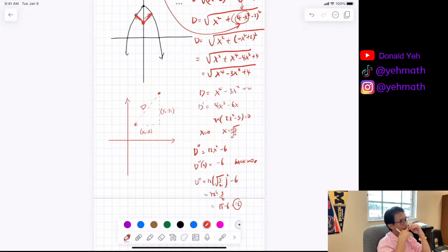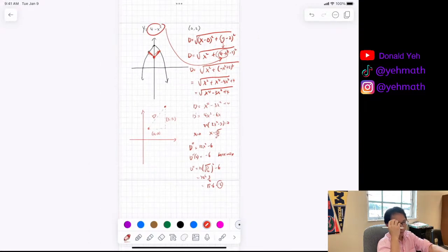Is it just x equals, do we not make that into an equation? No, you can say at root 3 over 2 and 5 over 2 is the closest distance to the point 0, 2. Why did 5 over 2 come from? I plug into the original equation, I evaluate for y.